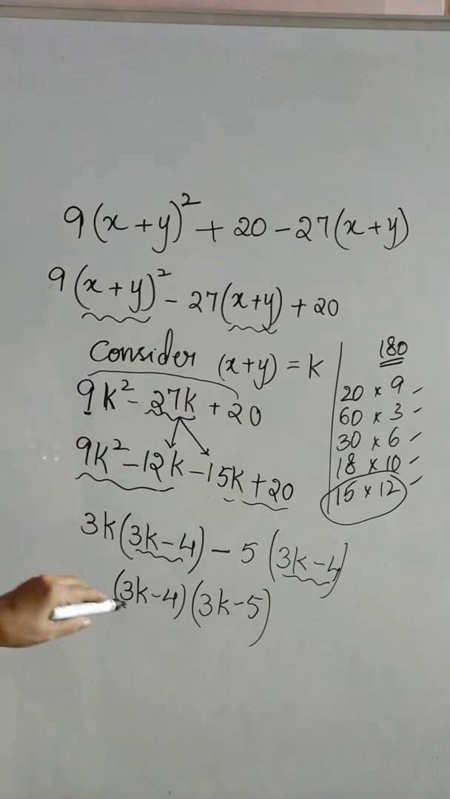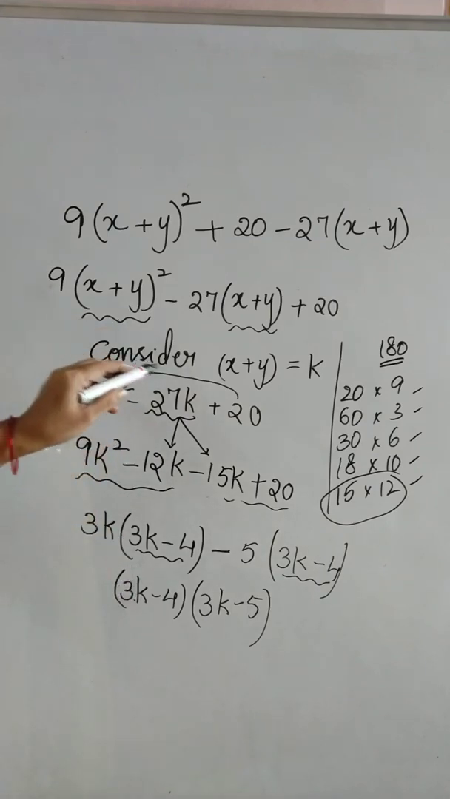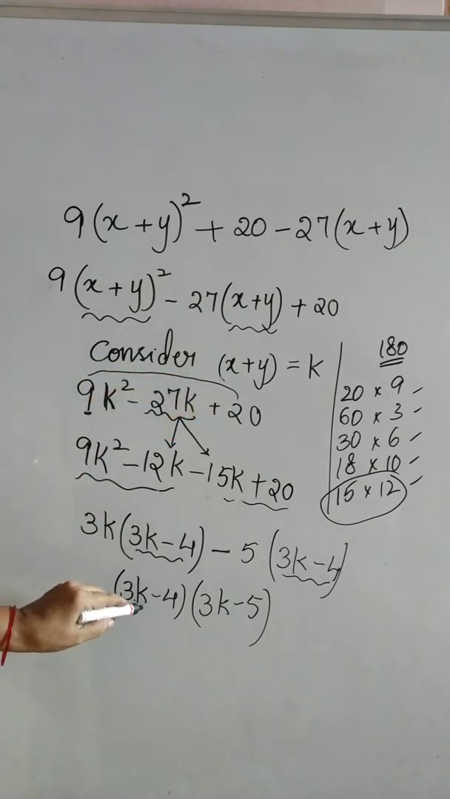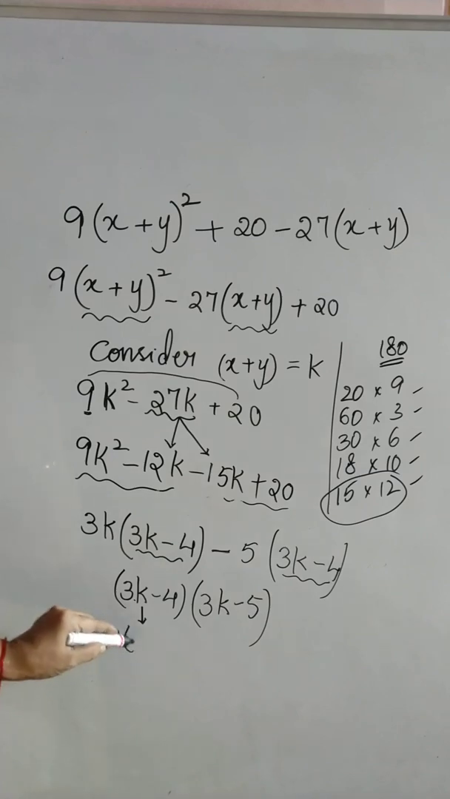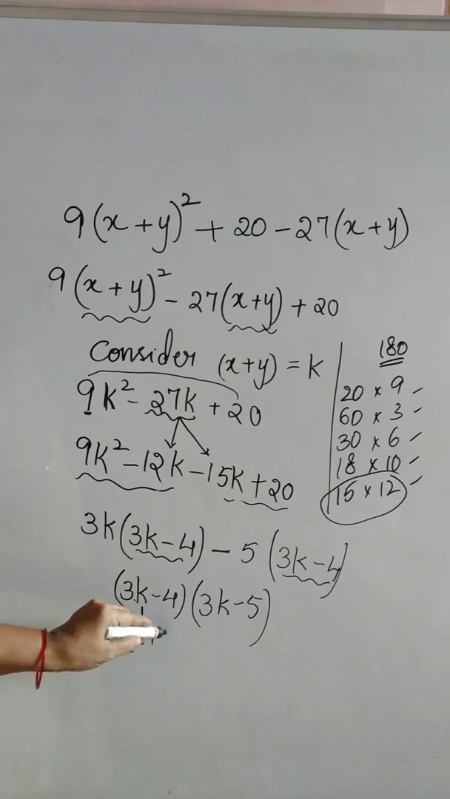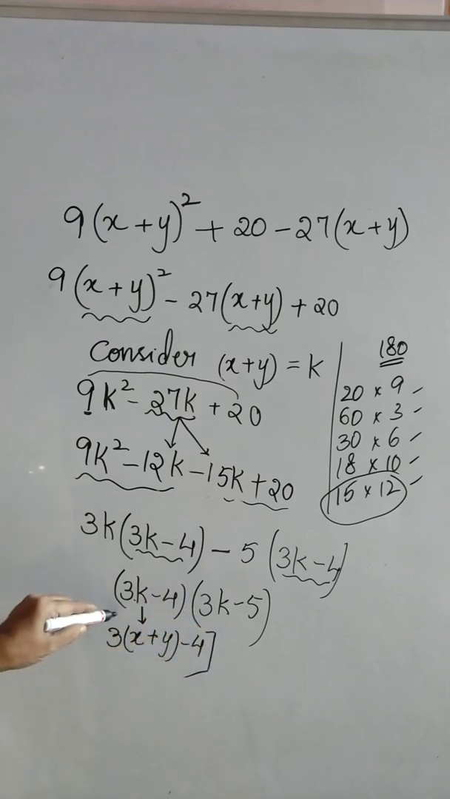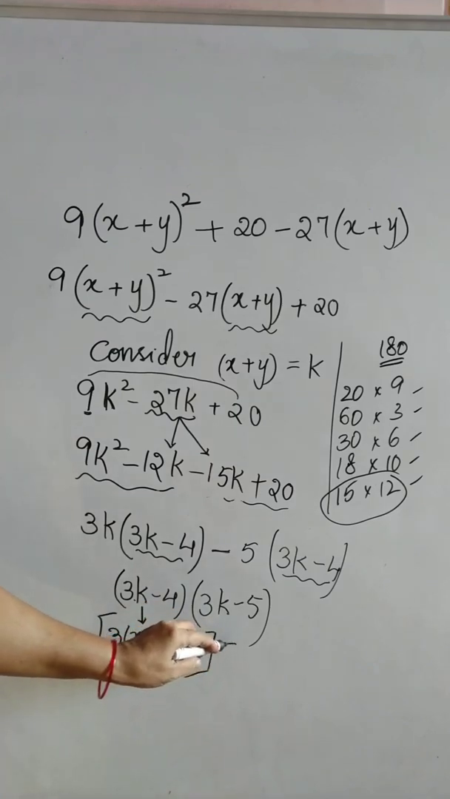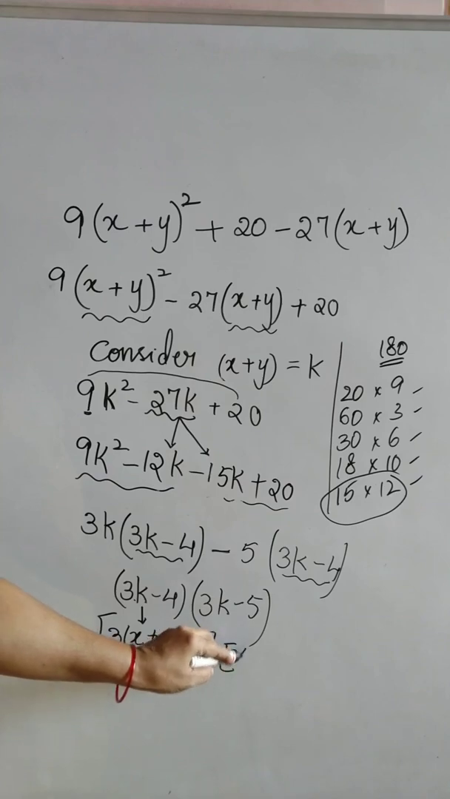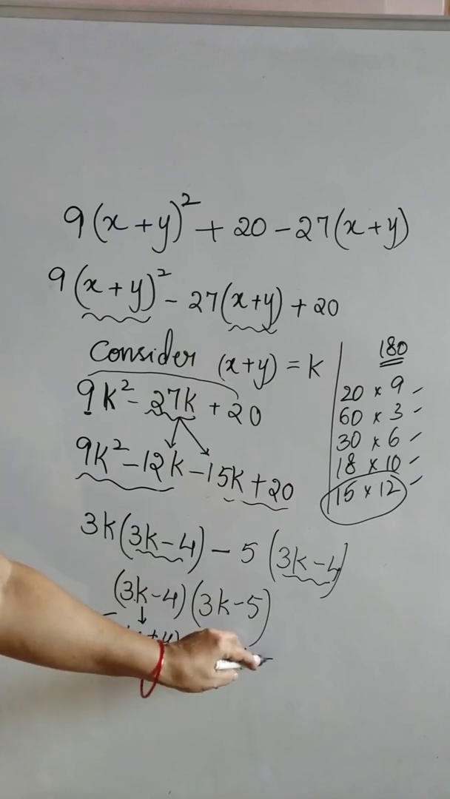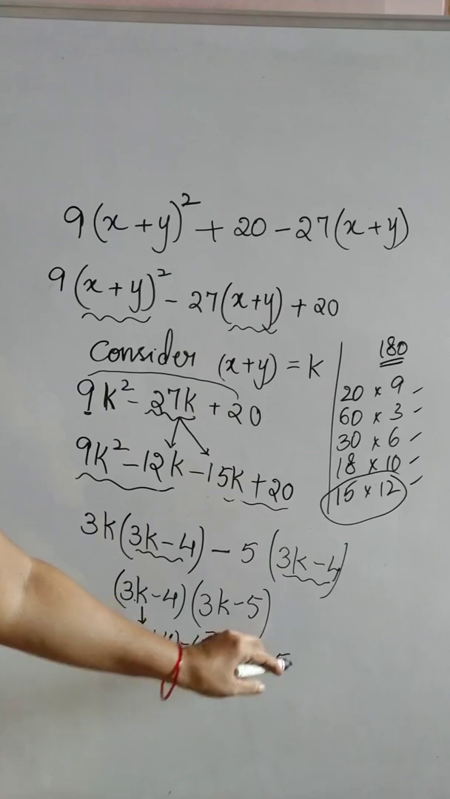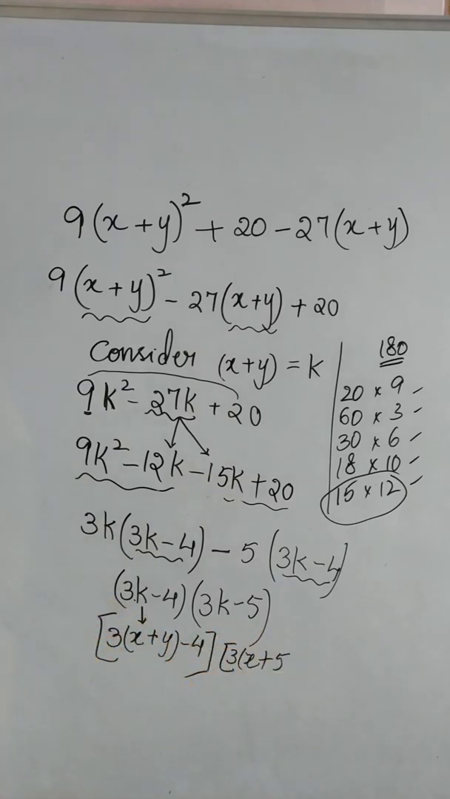But we have taken that k is equal to x plus y. So in place of k we substitute x plus y. So we write here 3 into x plus y minus 4 and 3 into x plus y minus 5.